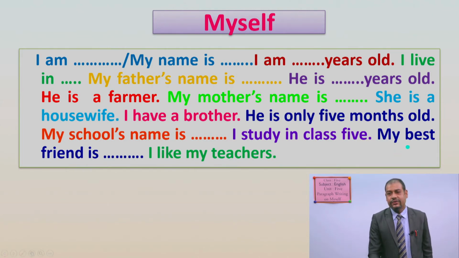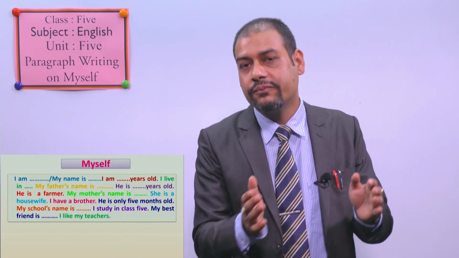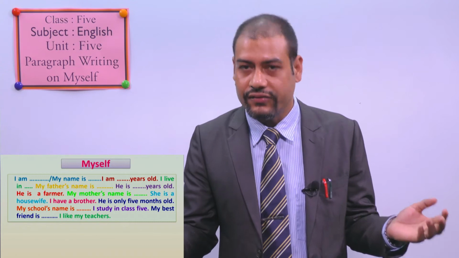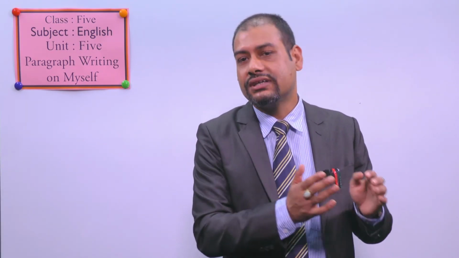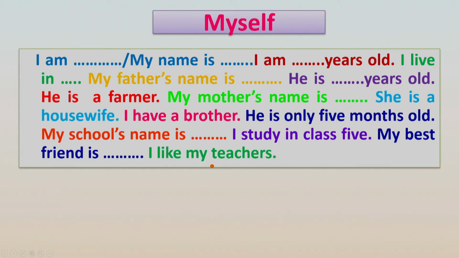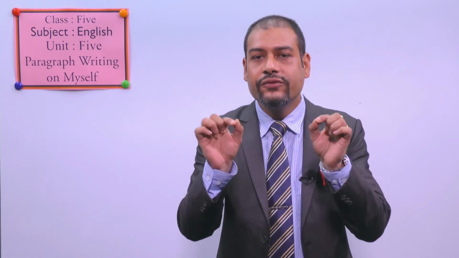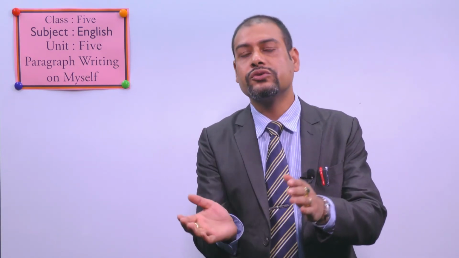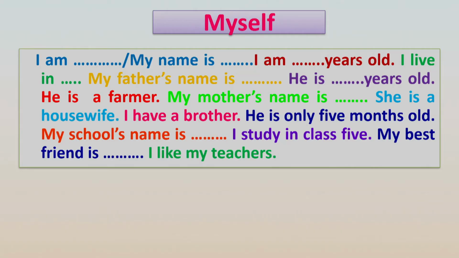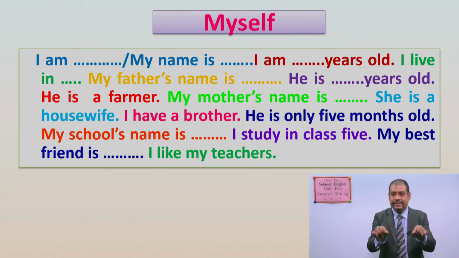All right. Then you can write down about your best friend also. My best friend is... you can write down the name of your best friend. Then what I like, my teachers. If I like to play football, I can write down I like playing football. So what you like, what you don't like, you can write down that also. Dear students, you have to write down these things if you are writing about yourself. And if you want to add other information, you can add, no problem. But basically, don't forget to write down these things while you are writing a paragraph about yourself. Is it clear to you?